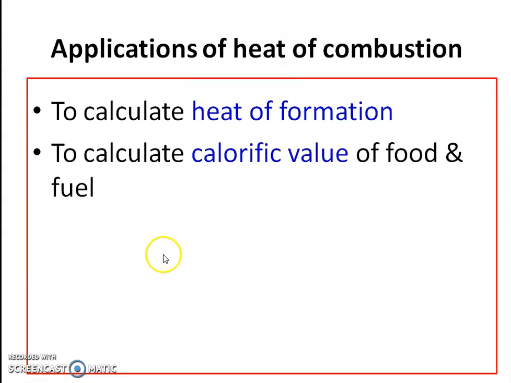Another application is to calculate the calorific value of food and fuel. What is calorific value? The amount of heat produced or liberated in calories when 1 gram of substance, meaning fuel or food, is completely burnt in excess of oxygen. That is called the calorific value, and from heat of combustion we can find out the calorific value.